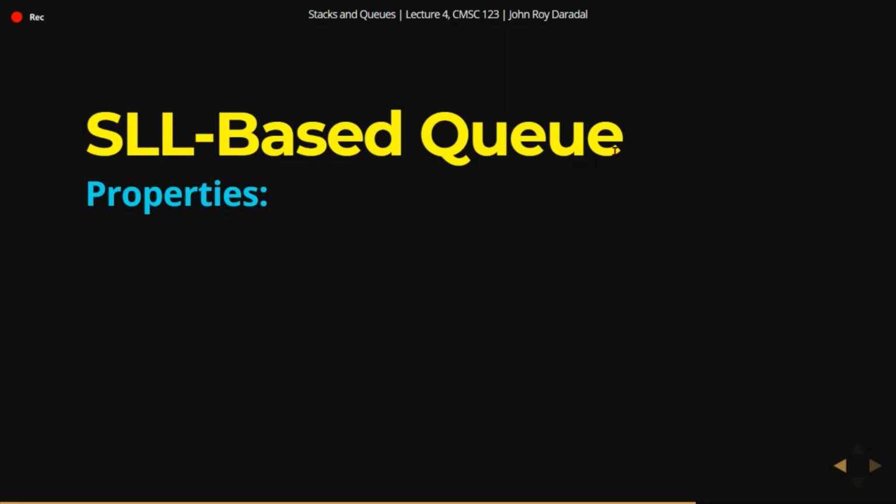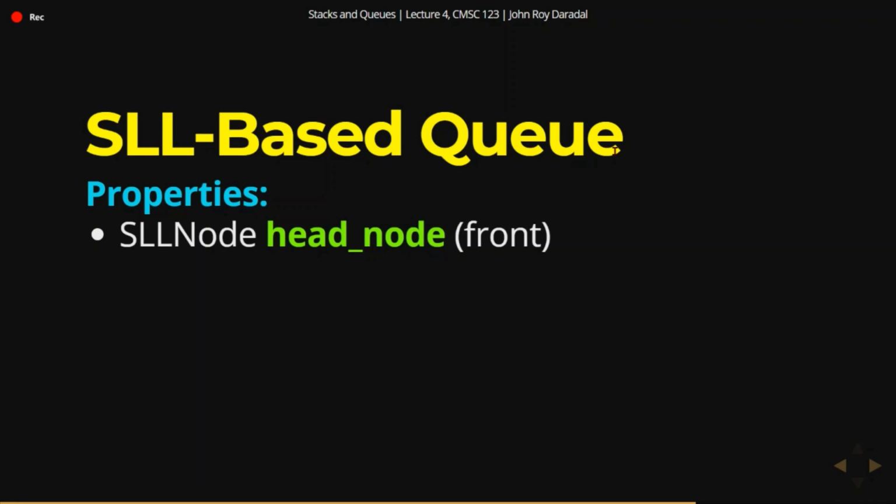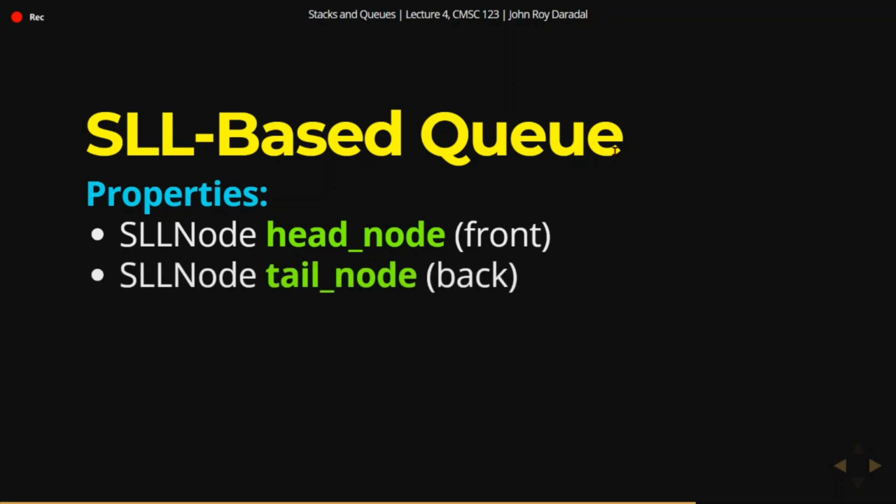And now let's go to SLL-based queue, a linked list based queue. For this one, we will have 3 properties. First we have the head node, which is an SLL node that refers to the front of the queue. And then we'll also keep track of the tail node, which refers to the back of the queue. So it's also an SLL node. And then we'll also keep track of the size. So 3 properties: head node, tail node, and size. Of course, at the start, if the queue is empty, head node and tail node will both be null first, since there's no nodes yet.